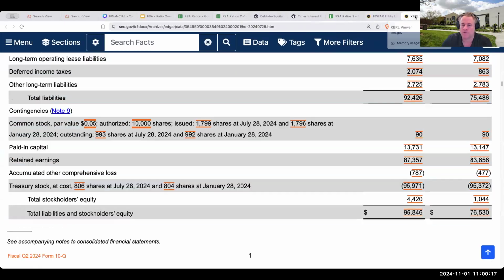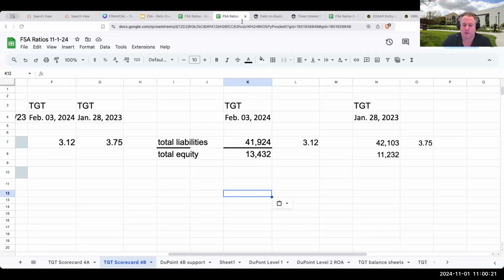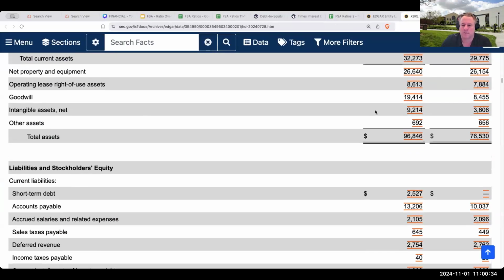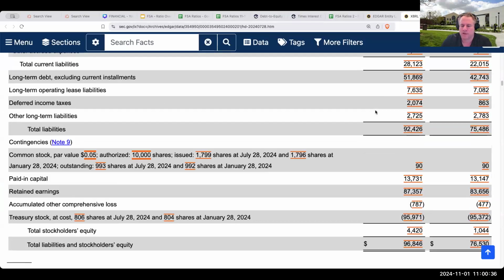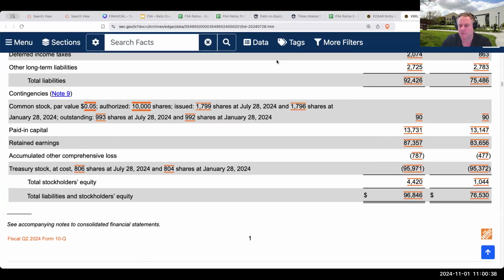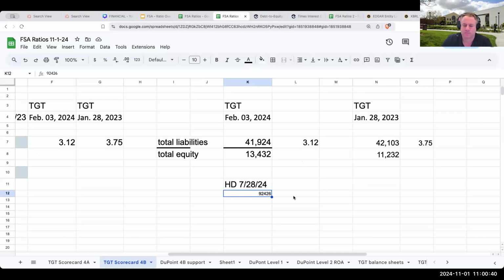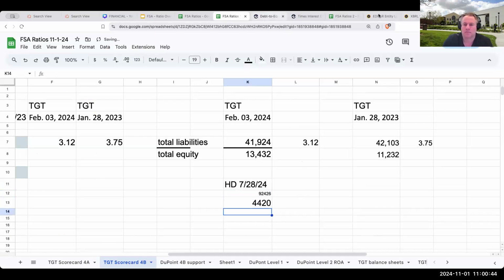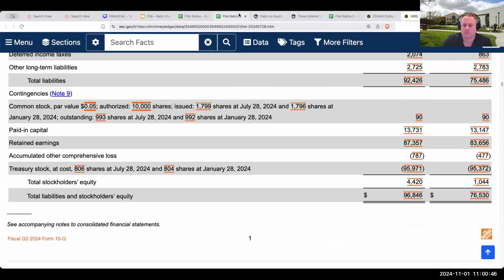Okay, and so when we look at this, we'll just put this over here. 92, 426. Okay, let's make sure I got that right. Perfect. And then they have equity of 4.4 billion.